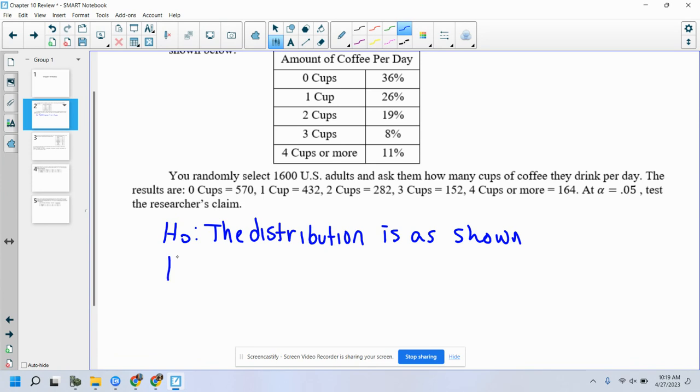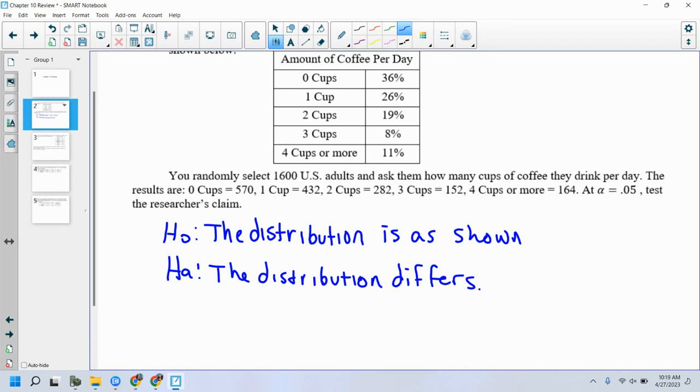So what's the alternate? It is not as shown. Yeah, right? So make some sort of statement. The distribution differs. The distribution is not the same. The distribution is something else. Whatever you want to say there.